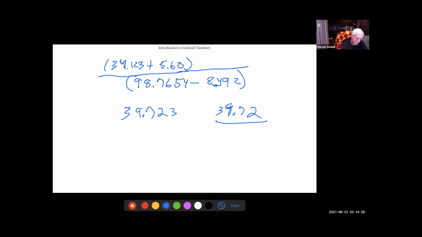And then the second number on the bottom is 98.7654 minus 8.492. That comes out to 90.2734. And you're only good to 3 places past the decimal on this one. It's only good to right there. So you're only good to 90.273. Okay? So far, so good?